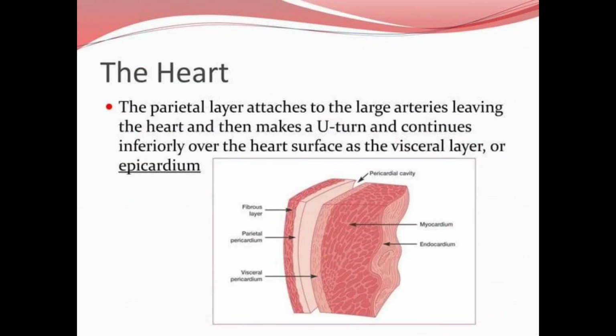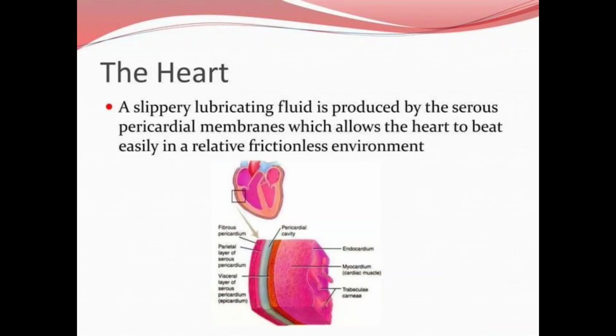Next, heart. The parietal layer is attached to the large arteries leaving the heart, then makes a U-turn and continues inferiorly over the heart surface as the visceral layer, or the epicardium. So the pericardial layers attach to the large arteries leaving the heart, then make a U-turn and continue inferiorly over the heart surface as the visceral layer or the epicardium.